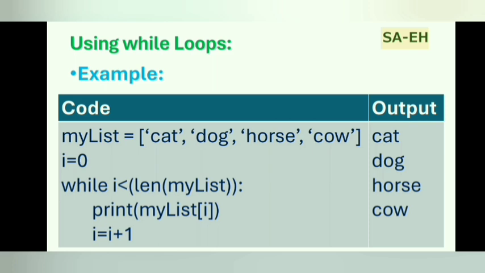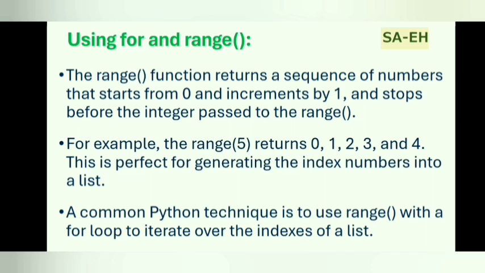This iteration process continues as long as the value of i is less than the length of the list. The last item accessed is the one with the i value of length minus 1, that is i equals 3, which is the last item in the list. When i is equal to the length of the list, the condition is false and the body of the loop is not executed.